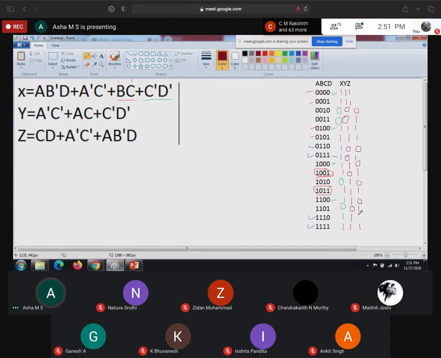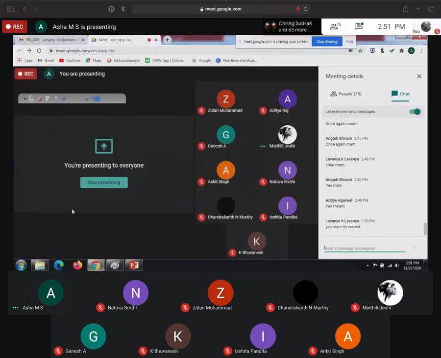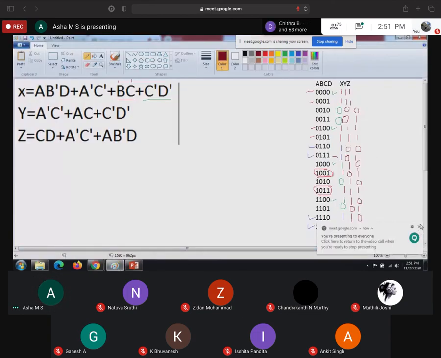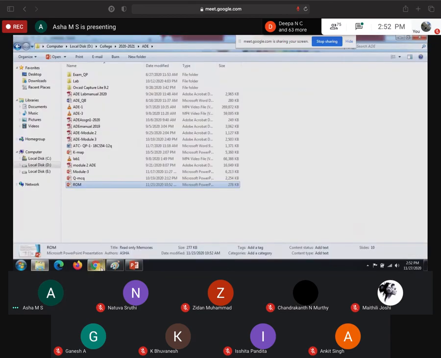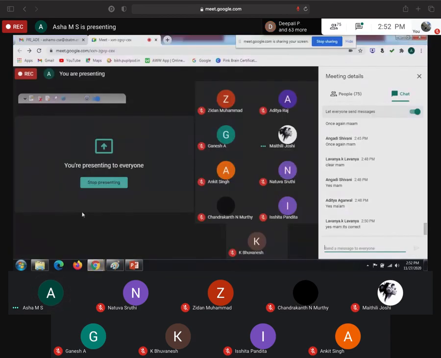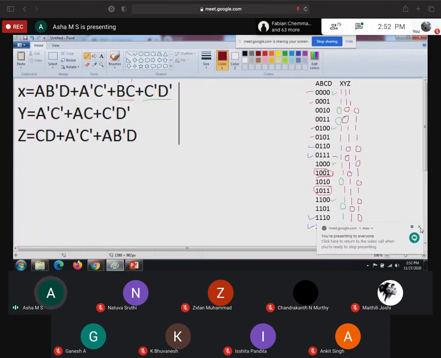Okay, so is this clear? Everybody got same? Someone check the last column, Z. Is this correct? Guys, someone check the last column, Z column. Is that correct?